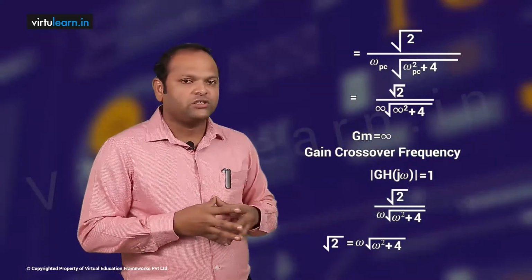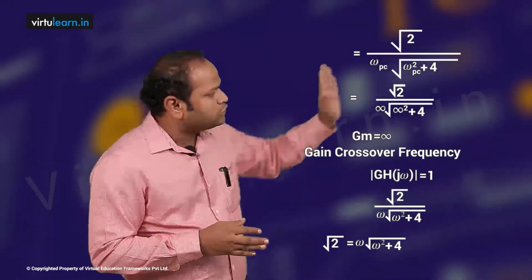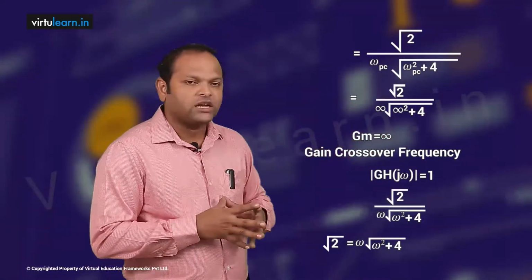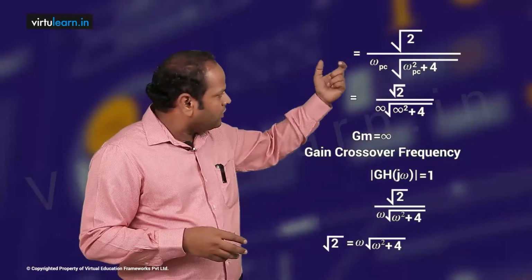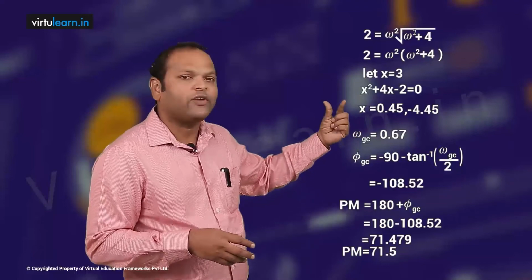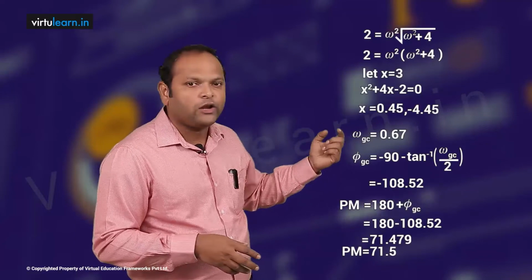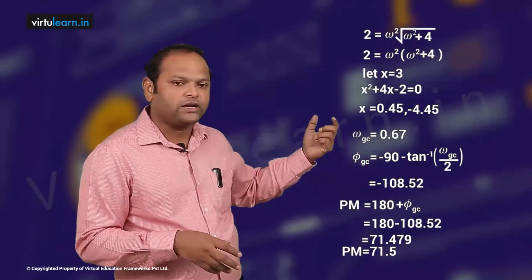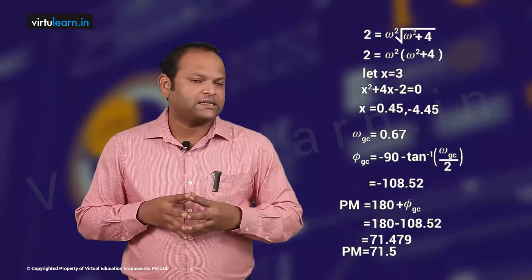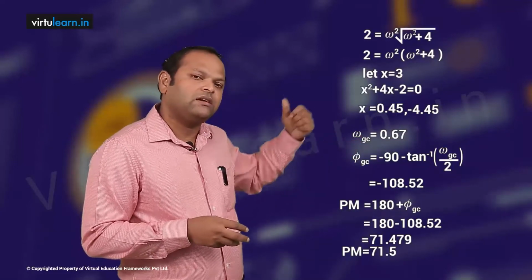To find the phase margin, find out the gain crossover frequency, which means equate the magnitude to 1. The magnitude is root 2 by omega into square root of (4 plus omega square) is 1. Then you simplify this, taking x equal to omega square, and in terms of x you find the solution. You will get a positive value and a negative value. We are taking only the positive value, that is 0.45. When you take the square root of that, you have 0.67. So omega gc is 0.67, and substitute this in the phase expression.